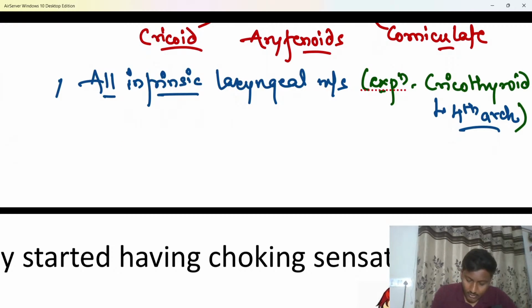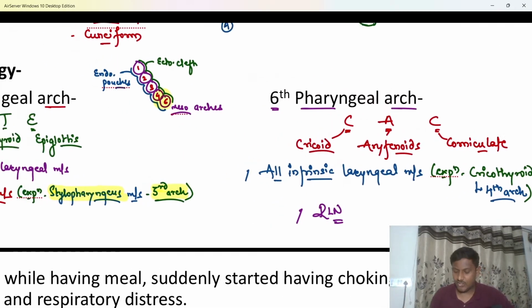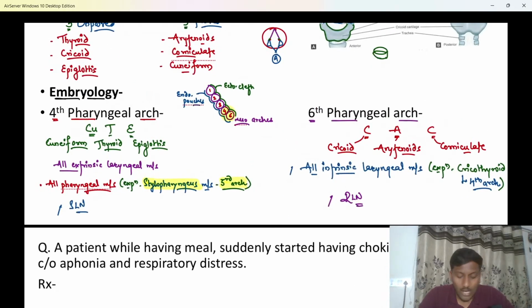Next, if I talk about the nerve now, last one. We know that if the SLN, superior laryngeal nerve, is derived from the fourth arc, obviously the RLN, your recurrent laryngeal nerve, will be a derivative of the sixth pharyngeal arc. So now just revising all the derivatives of the sixth arc, beta: CAC cartilages, that is cricoid, arytenoid and corniculate.